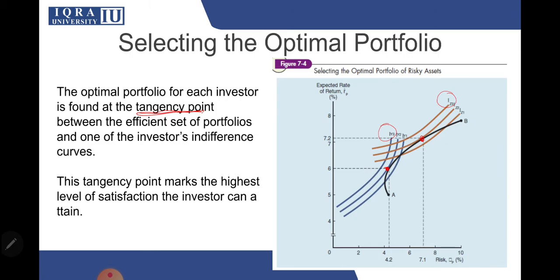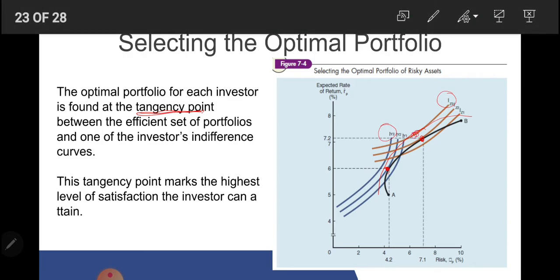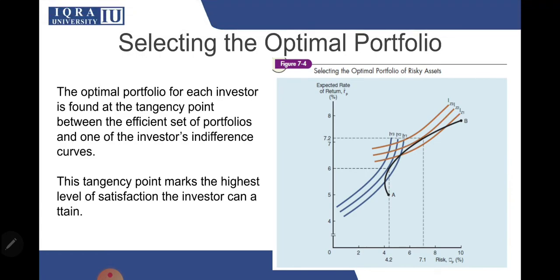So this is the same thing. They will be more satisfied at the third indifference curve, but that is something that they cannot get because the efficient set is over here. So that combination, if the efficient set would have been somewhere over here like this, maybe they could have gone to the higher level. If everything is not available, then you can't attain it.